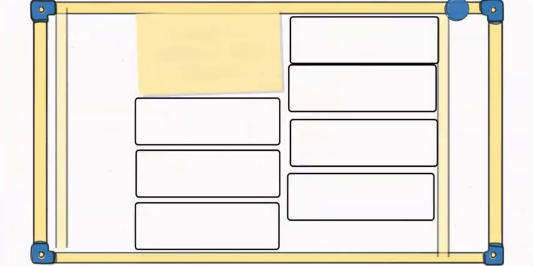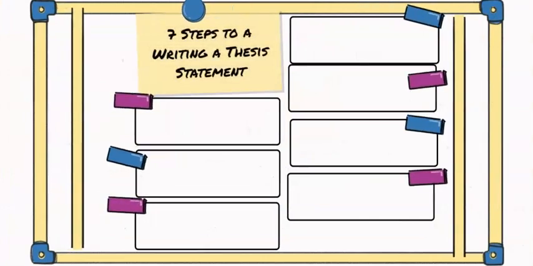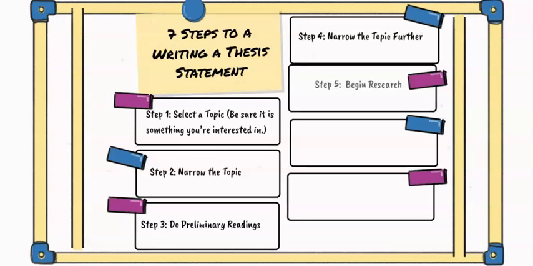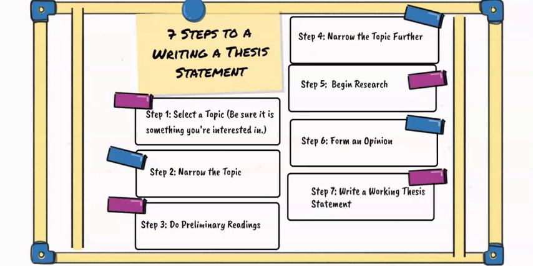There are 7 basic steps to writing a thesis statement. 1. The first is to select your topic. And if you have the choice, make sure that it's something you are really interested in to help keep you motivated. 2. Next, narrow down that topic. 3. Do preliminary readings. 4. Narrow the topic further. 5. Begin research. 6. Form an opinion. 7. Last is to write the actual working thesis statement, which may change or develop more through the writing process.